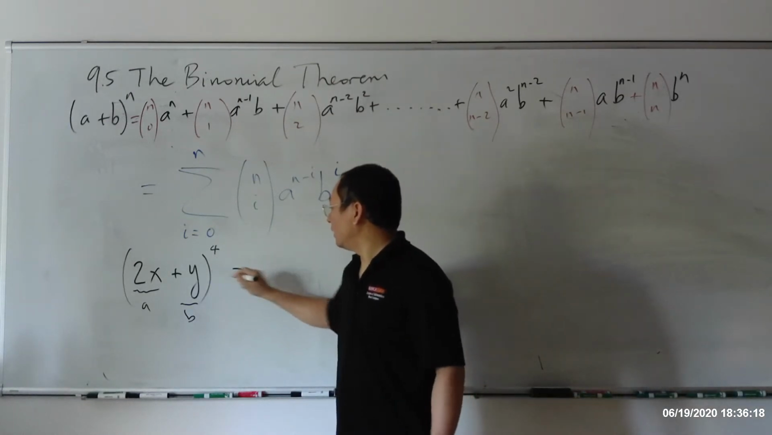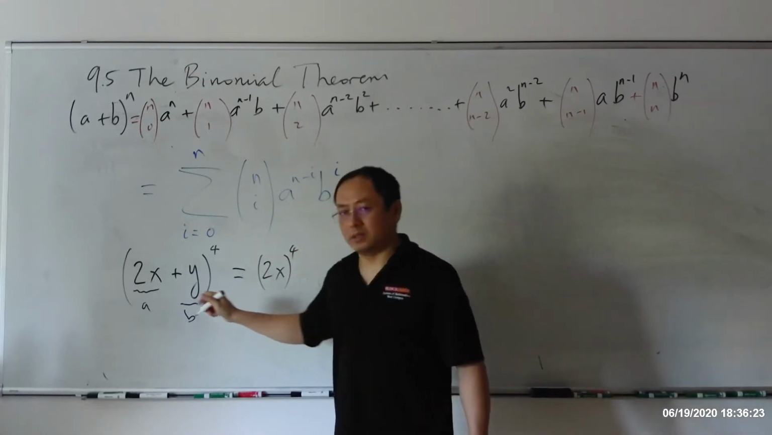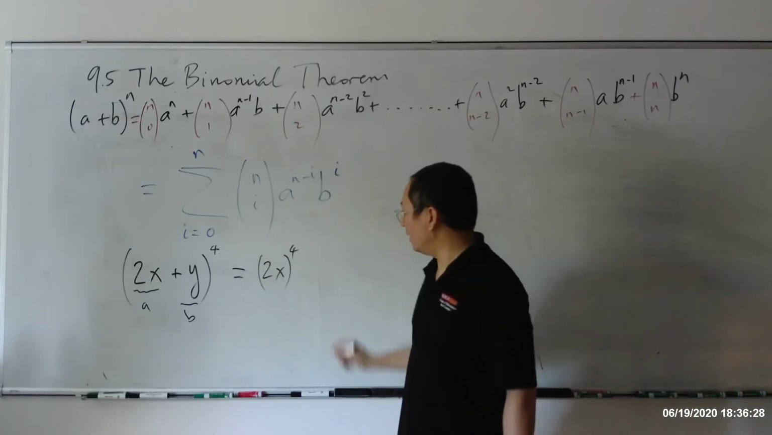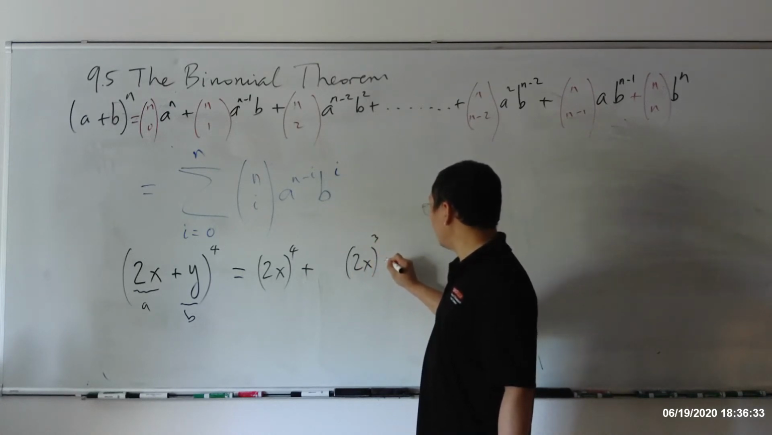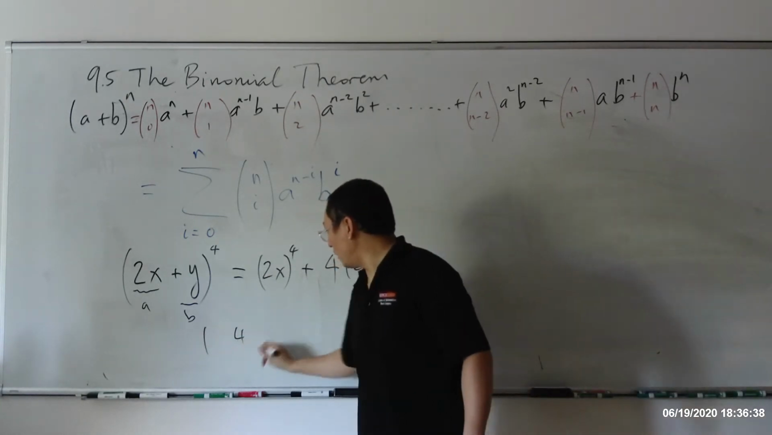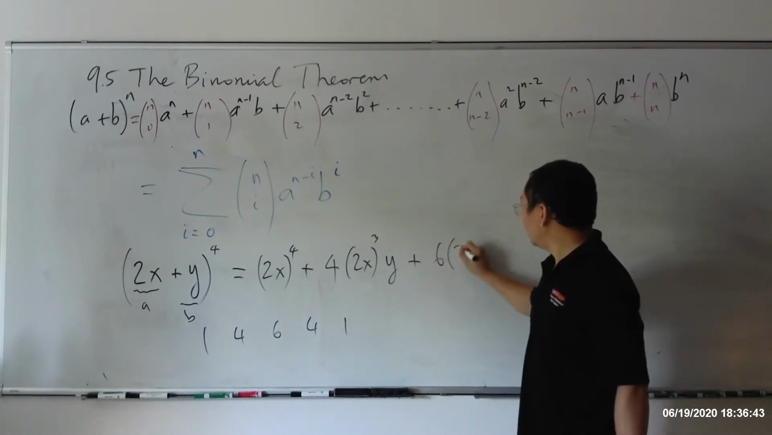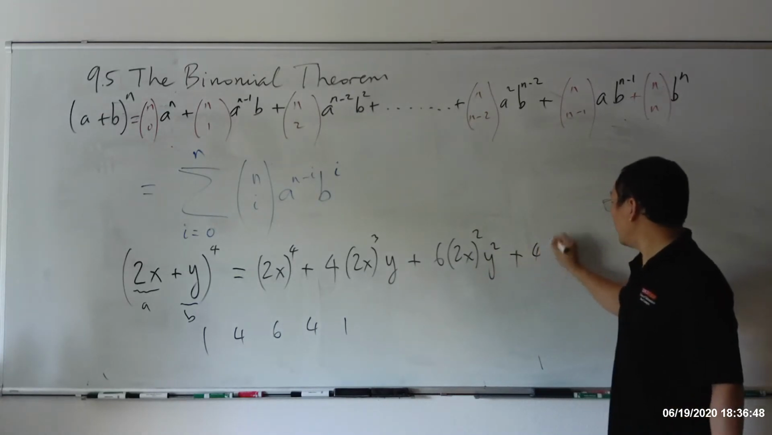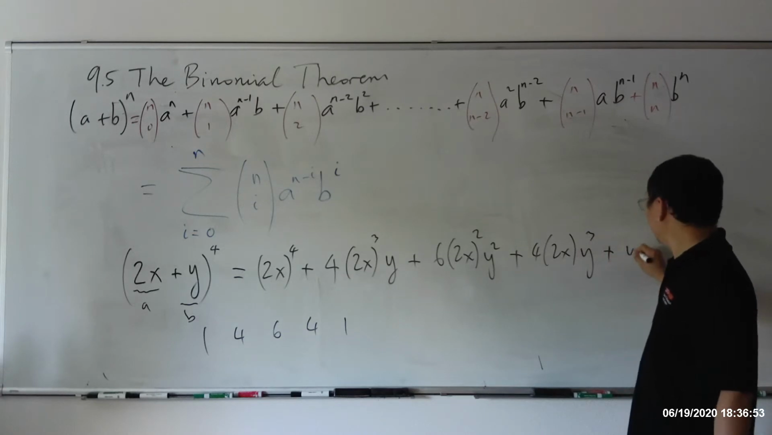Alright, so 2x, everything raised to the 4. You see? I wrote 2x, the whole thing, in parentheses raised to the 4. Okay? Then plus 2x cubed times y, right? And the number in front is going to be 4 because the line for 4 is 1, 4, 6, 4, 1, I think. Next is going to be 6 times 2x squared y squared plus 4 times 2x times y cubed plus y to the 4.